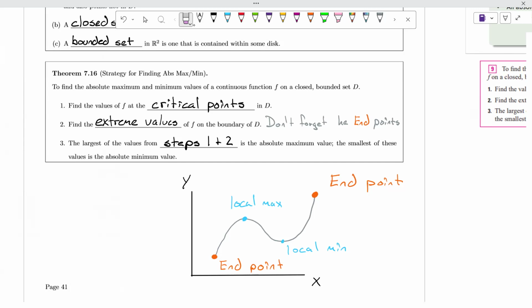So that's my plan. That's what we're going to do for the rest of today: just do a few of those types of examples.